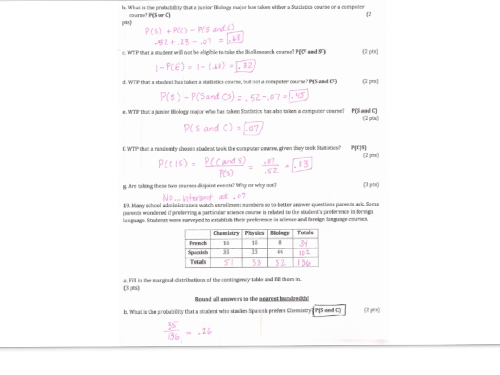No, they are not. They're not disjoint because they have an intersection. Whenever you have an intersection, you're not disjoint. The intersection, in fact, was 7% of the time. So, no. I mean, you could have looked back at the previous page. Clearly, the Venn diagram intersected.